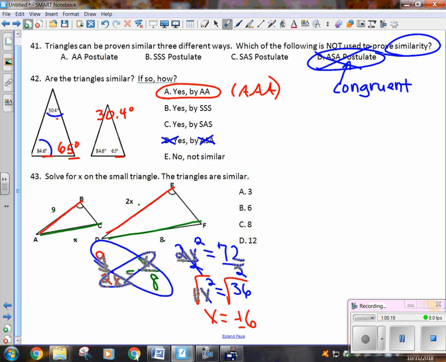But here's the thing. I'm actually dealing with a real world problem or something similar to real world where it's a length of a triangle. I cannot have a negative length of a triangle. So technically the answer is just the 6, the positive. You cannot have a negative length.